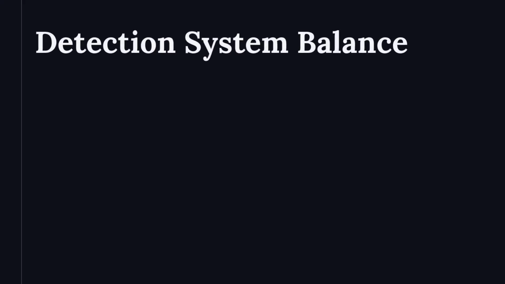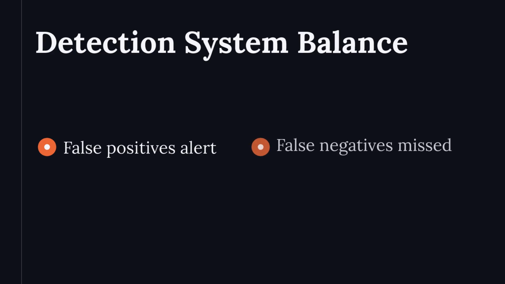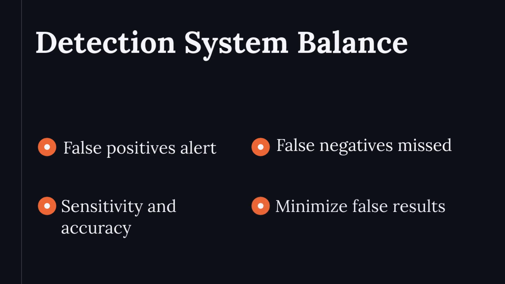Detection systems may flag benign software as malware. This results in false positives and unnecessary alerts. Conversely, missing malware leads to false negatives. Balancing sensitivity and accuracy is crucial. Effective detection systems minimize false results while remaining vigilant.